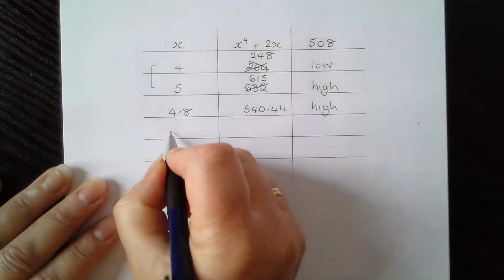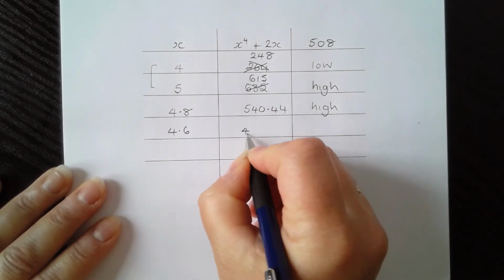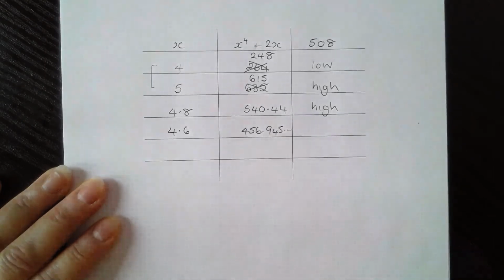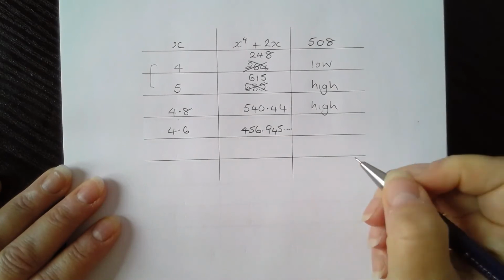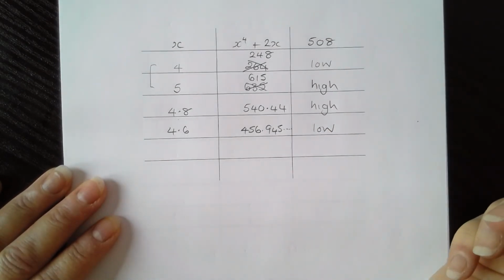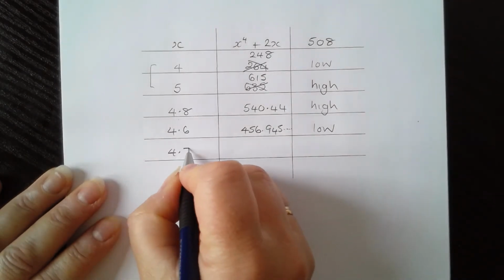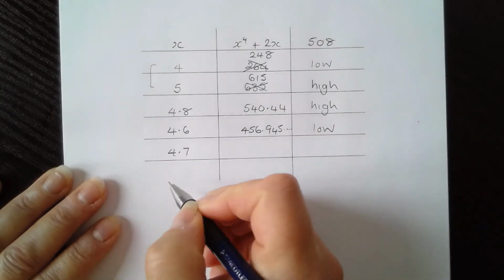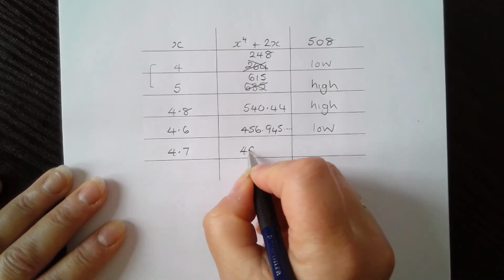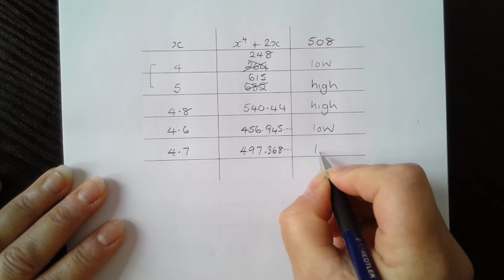So let's continue going. 4.6. Substitute that in, I get 456.945... because the number just carries on going, which is too low. So let's try 4.7. Remember, I'm looking for consecutive numbers here. So that would be 497.368... which again is too low.